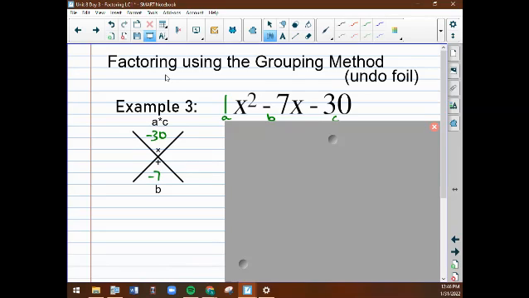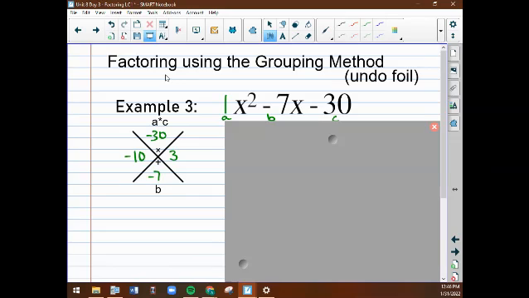Just like what we've been doing the past couple days, think about two numbers that multiply to negative 30 and add to negative 7. It is going to be negative 10 and positive 3. All right, so the x game is going to be the same.